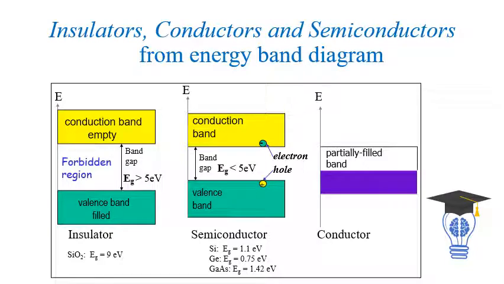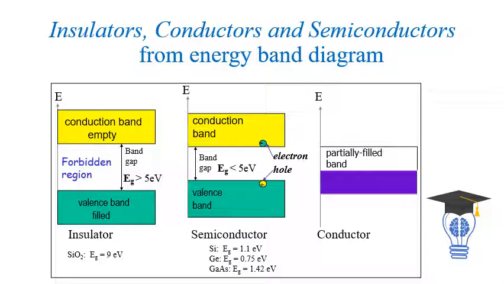The outermost band contains electrons which are called valence electrons. These valence electrons are very lightly coupled to the center. That means a minimum force is required to remove these electrons from that band. So these structures will define the materials as insulators, conductors and semiconductors.